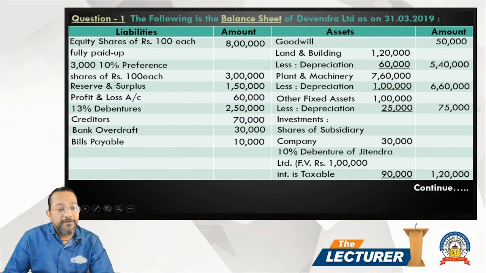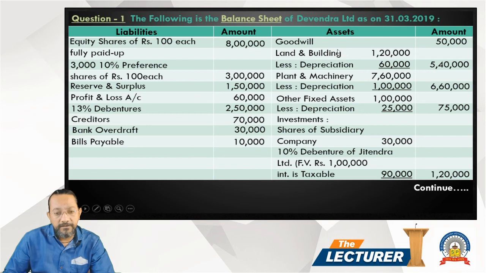3000 10% preference shares of 100 each, 3 lakh. We also have 3 lakh preference share capital. Reserves and surplus 1,50,000. Profit and loss account 60,000, accumulated profit. 13% debenture 2,50,000. For liabilities: creditors 70,000 current liability, bank overdraft 30,000 current liability, bills payable 10,000 current liability.